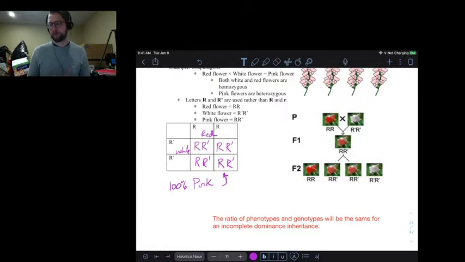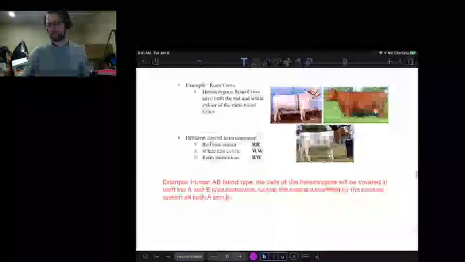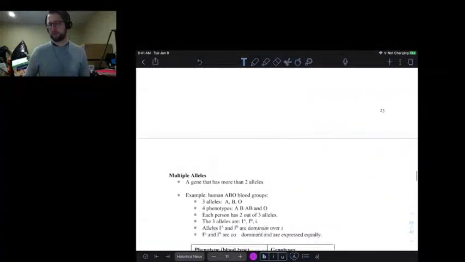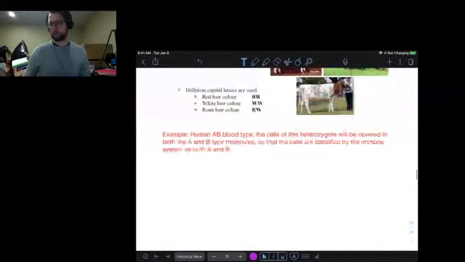This is why we use plants a lot. It's a little bit simpler to work in. Okay, I think we're going to get too deep into the well if we go to the next one. The next one is the multiple allele system. So I think I'd like to do that as a separate lesson.